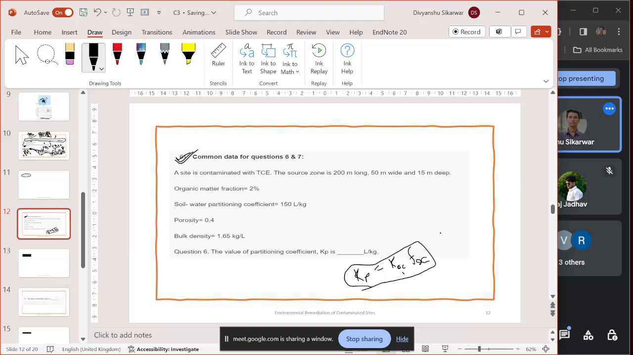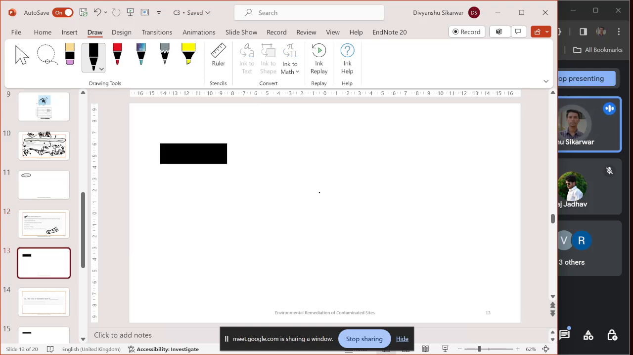Once we have, like I have explained a little bit, what we do in pumping and treatment, let me explain the mathematical part, if you're going to design it, how you will approach it. The same thing is also explained in the lectures.